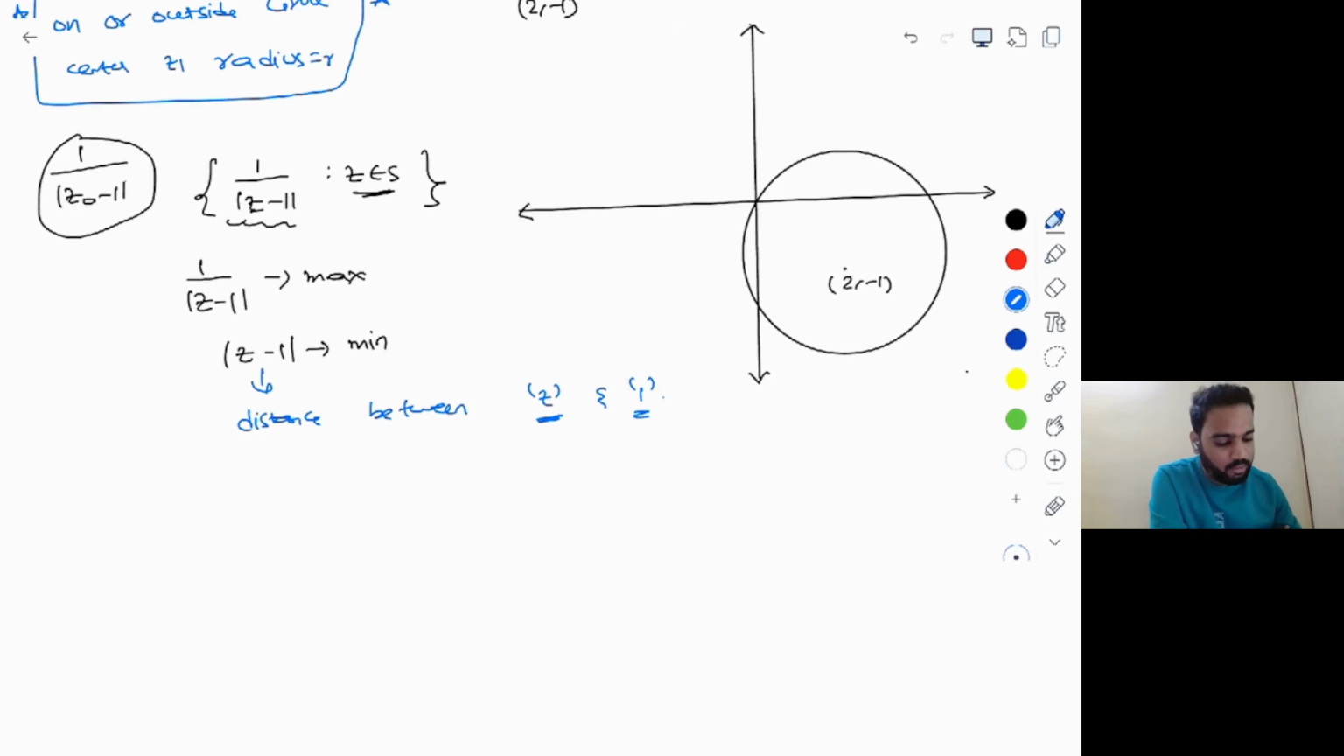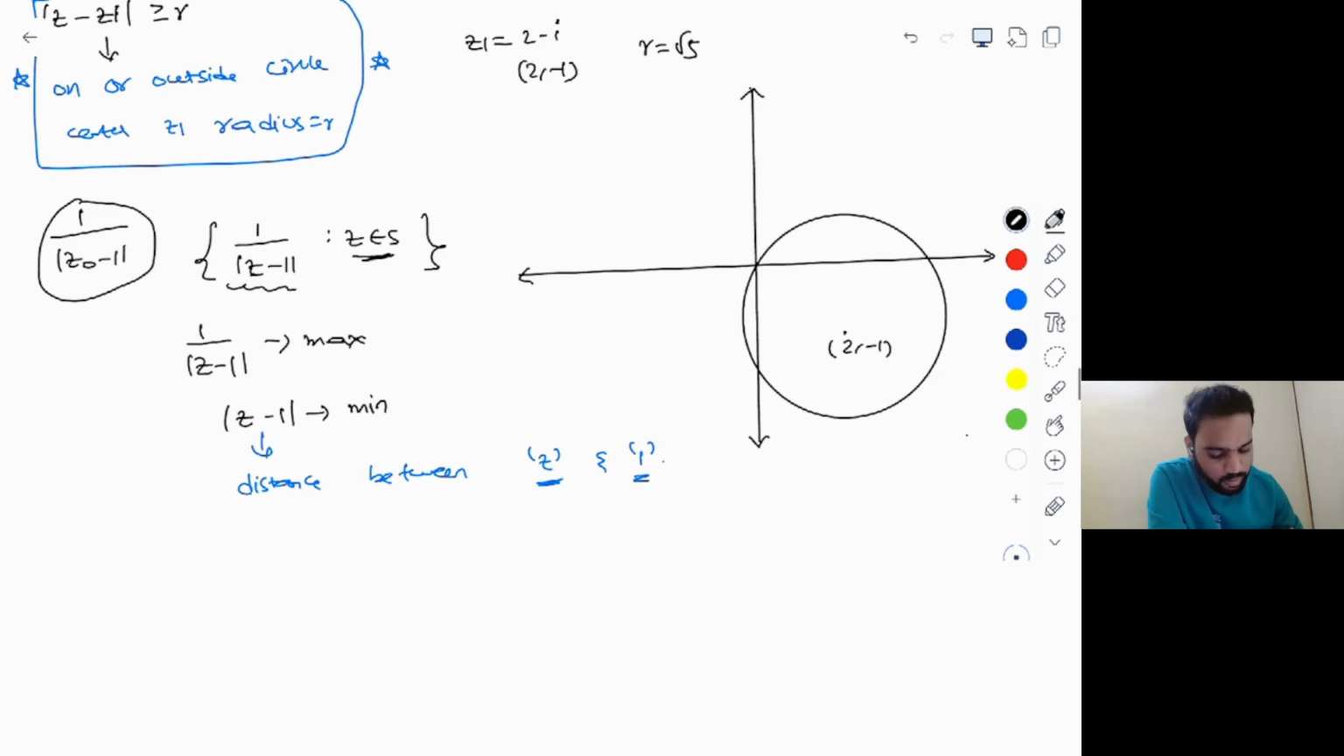Okay. Now let's try to understand what this one complex number here is. That's nothing but the coordinate 1 comma 0, right? So let's put that in the diagram as well. Let's put that 1 comma 0 in the diagram. So which will be somewhere here, 1 comma 0.